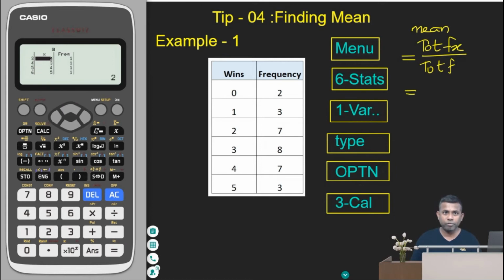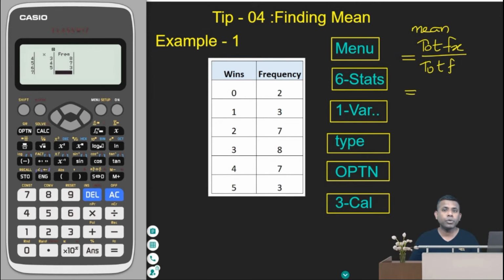So now go back to the first row and come to the frequency column. Frequency is 2, enter, 3, enter, 7, enter, 8, enter, then 7, enter, and 3, enter. So I have given all the table information to the calculator.